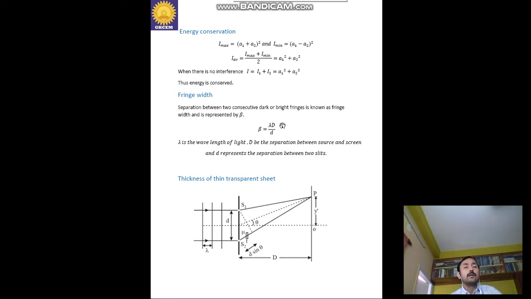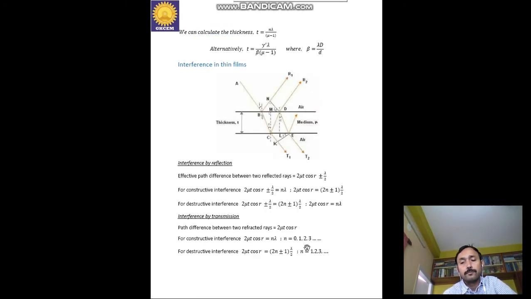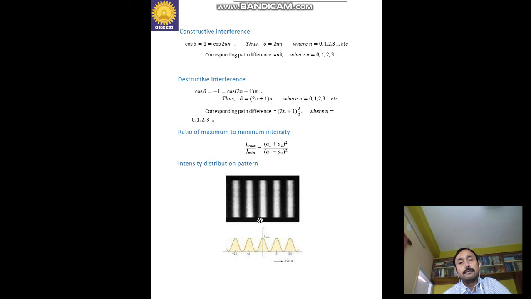What is fringe width? Separation between two consecutive bright or dark fringes is known as the fringe width. If we come to the previous slide, we can see these are the bright fringes, these are the dark fringes. So separation between these two, bright to bright, consecutive bright, means this is the fringe width.